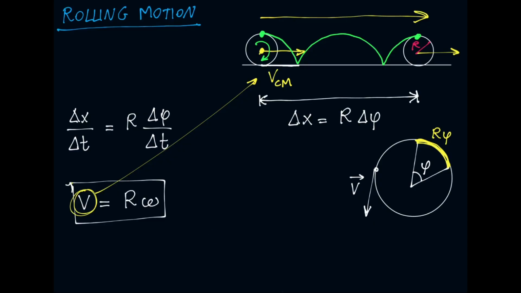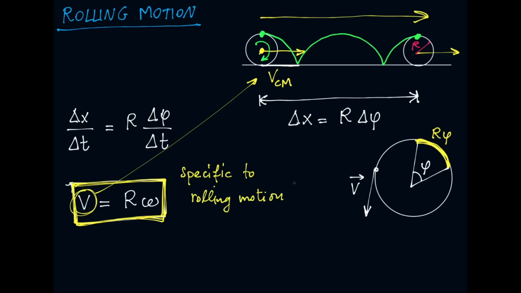And so this is what I meant to say when I said it's not an obvious thing that any object that is both rotating and moving translationally has this relationship. This is a specific property to rolling motion. Okay, very nice.